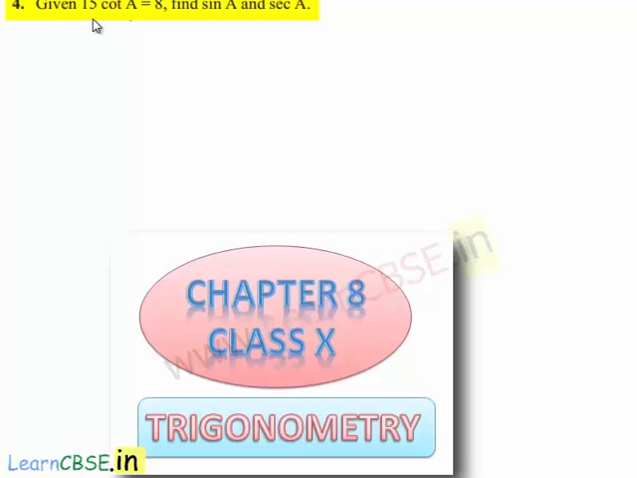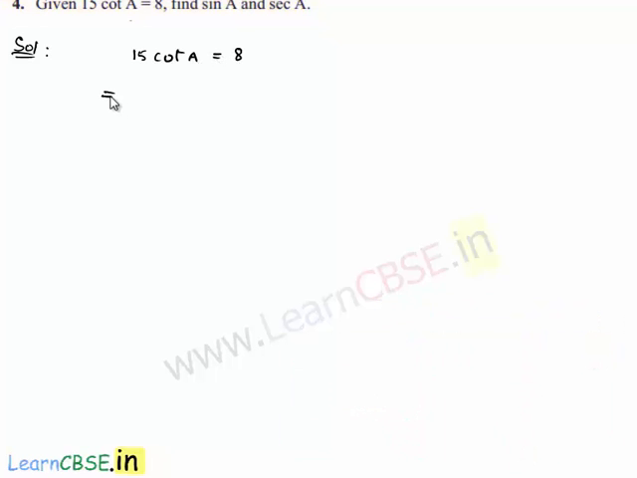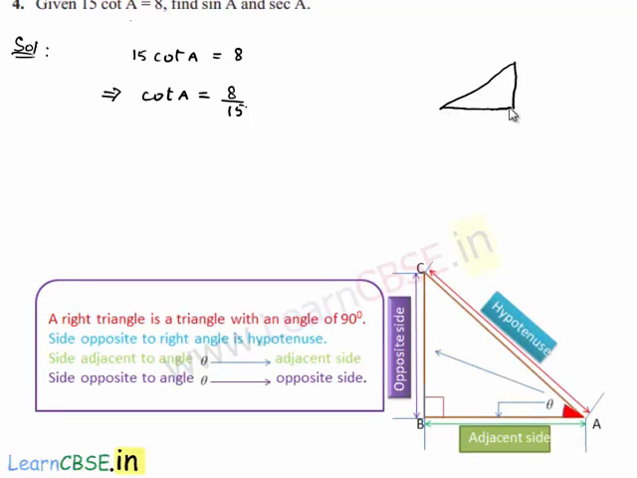Moving on to the fourth question. Given that 15 cot A is equal to 8, find sine A and secant A. Now moving on to the solution. Let us note the given information that 15 cot A is equal to 8. That implies cot A is equal to 8 by 15. Let us assume a right angle triangle with A as a base angle, B as 90 degrees, and C as the other vertex of the triangle ABC.